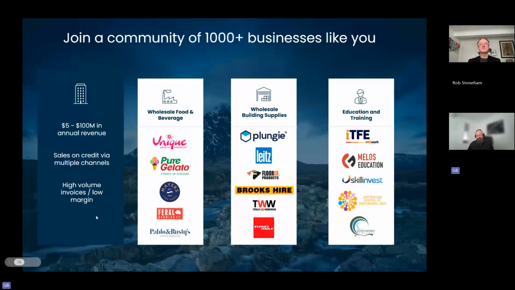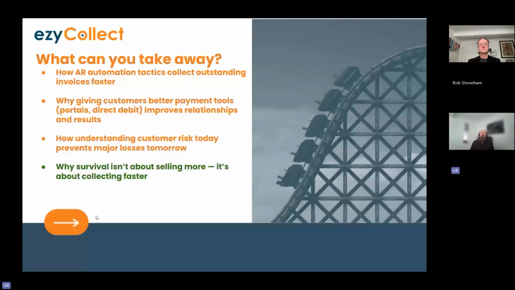It's very predictable. So even without ezyCollect, what can you take out of today? Well, automation techniques and tactics collect invoices faster. Dunning letters don't work. Good AP people can recognize a system-generated Dunning letter from, I don't care where it's from, NetSuite, MYOB, Xero, it doesn't matter where it's from. There's something samey about it that AP people can recognize.